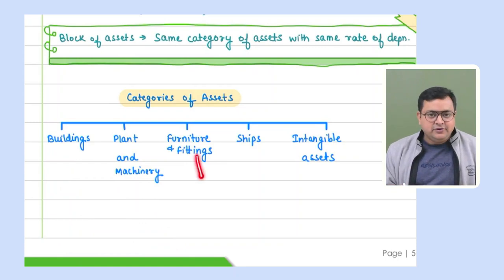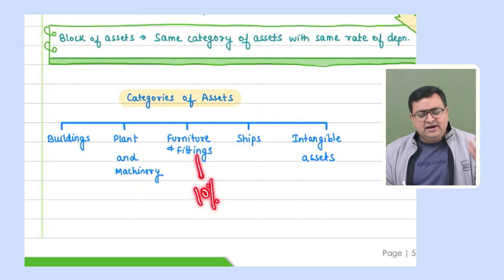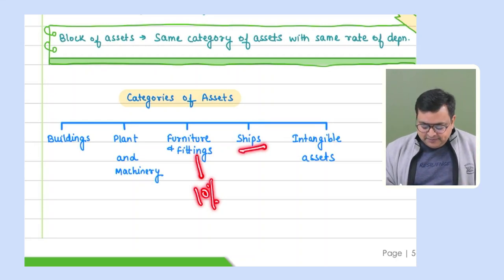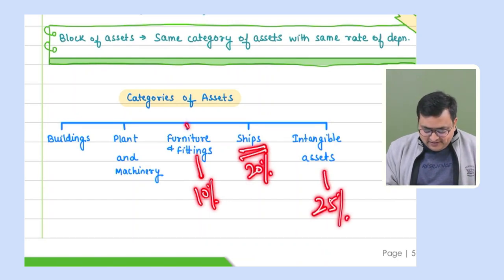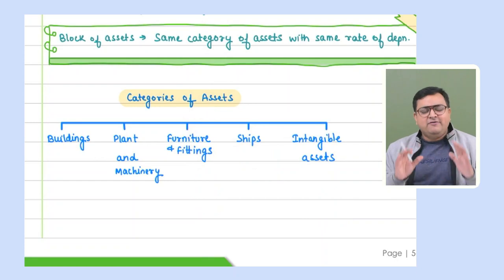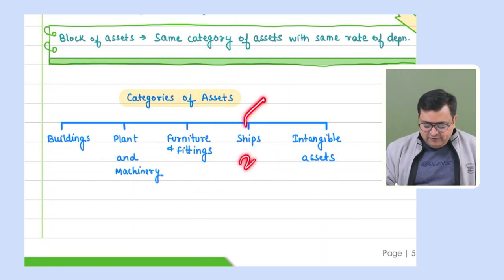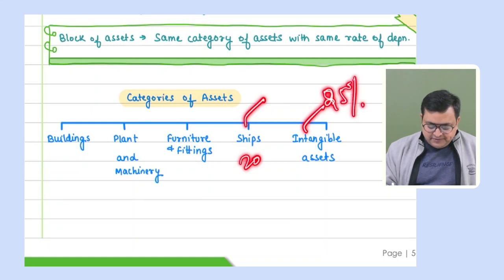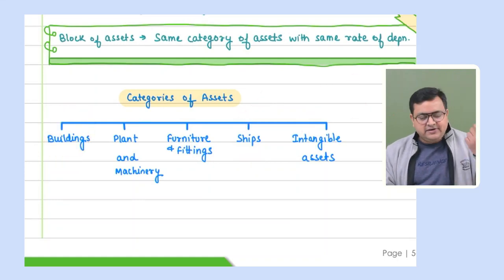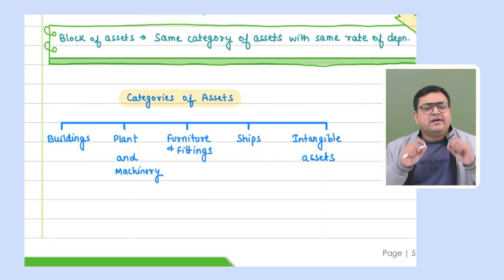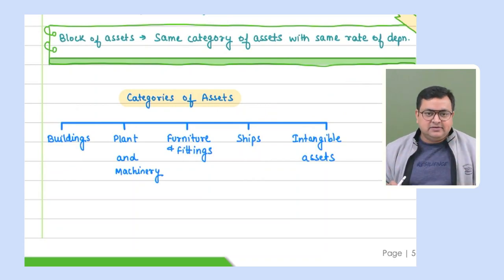Furniture and fittings, what is the rate? Do you remember that? 10%. All furniture and fittings have only one rate, 10%. Ships, all the ships have only one rate, 20%. Intangible assets have 25%. So it is easy. For furniture and fittings, only one rate, 10. For ships, only one rate, 20. Intangible assets, only one rate, 25%. But yes, for buildings, we have three types of rates. Generally, the rate is 10%, right?